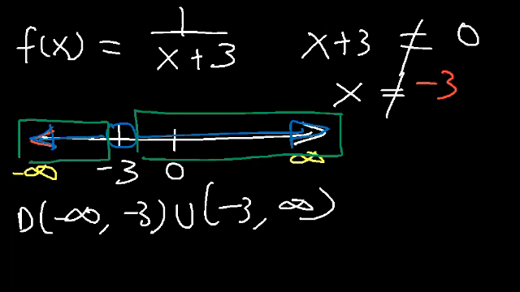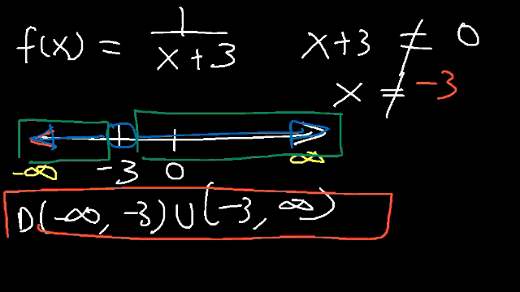Whenever you see an interval notation that looks like this, it's basically saying that x could be anything. It can have any value except negative 3. And we're going to have a parenthesis at negative 3 since it's an open circle.